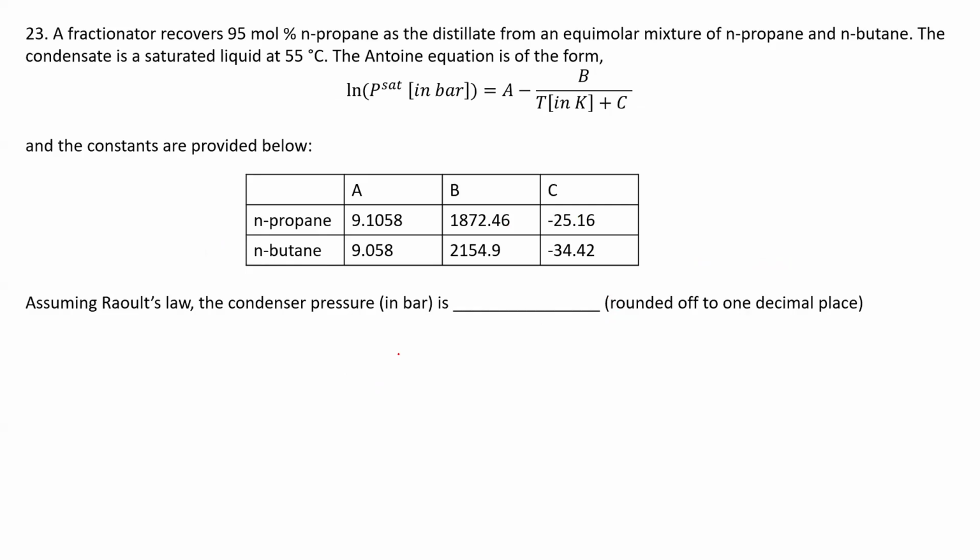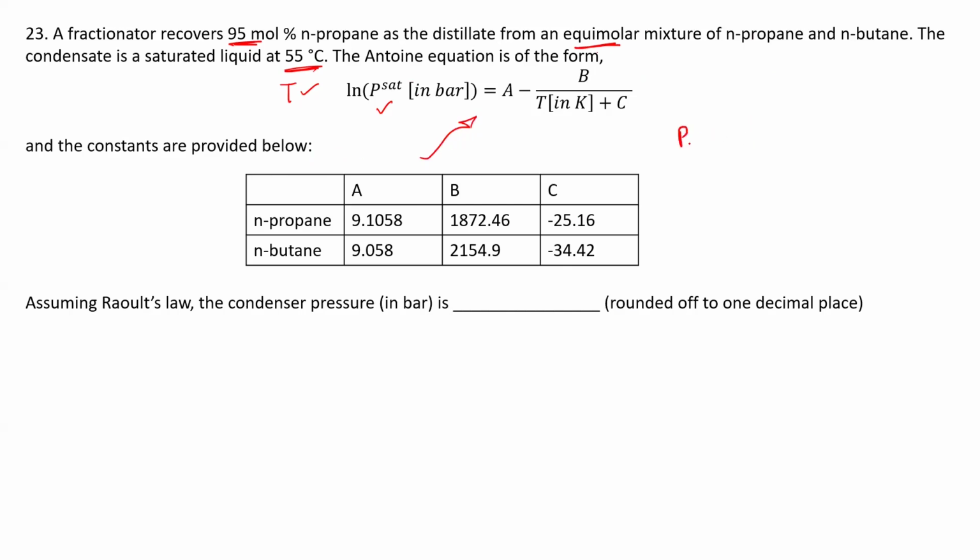A fractionator recovers 95 mole% of n-propane as the distillate from an equimolar mixture of n-propane and n-butane. So the equimolar mixture is given already here. The condensate and recovery is 95 mole%, saturated liquid at 55 degrees. So temperature is known, so Psat will be known. And the constants below are provided. You have to enter them here.